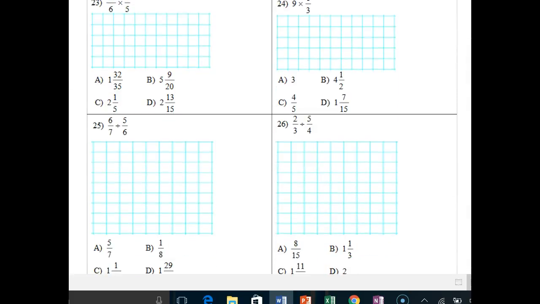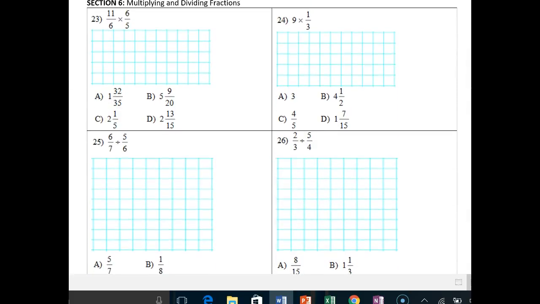Backside, multiplying. The key was looking for cross-canceling here, guys. It made your life a whole lot easier. So I could just multiply and get 66 over 30, or I could say, hey, that becomes a 1, this becomes a 1. Now I multiply straight across. I get 11 over 5.